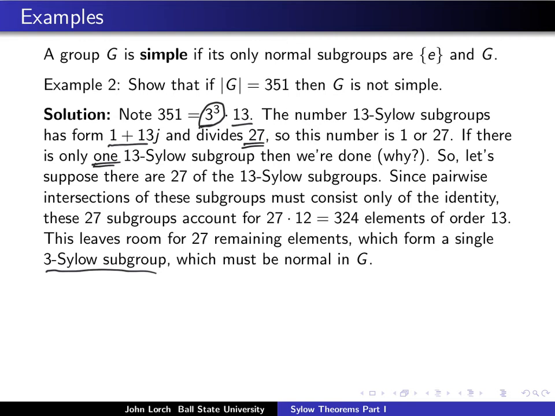Now, there's only room for a single one of those. So that single 3 Sylow subgroup must be normal in G, and that means that even in this case, G must possess a non-trivial proper normal subgroup. So we conclude that our group is not simple.